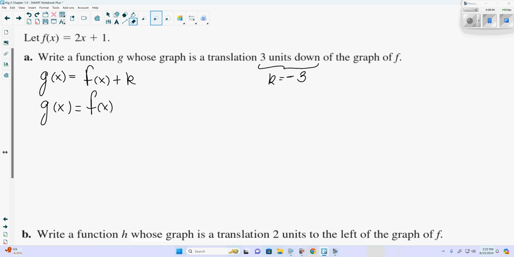So we're going to replace k with its value, which is negative 3. Well, normally we don't write plus negative 3. We would just write it as minus 3. Yeah, we don't put the plus and the minus, we just say minus. And we will do that here in a second.